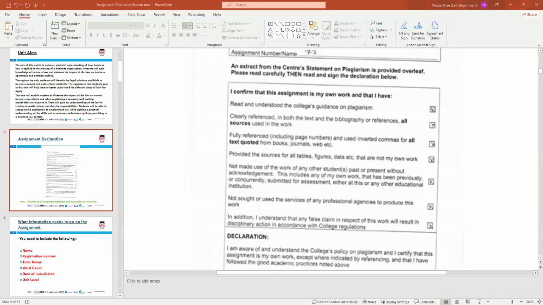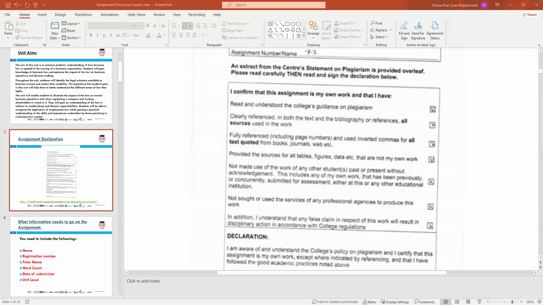Why is referencing so important? Why do you think references matter? It's important to showcase to the assessors that you have actually researched. To showcase that you've done some research and the work that you've submitted is your own. So, you need to fully reference, you need to have commas in place, you need to make sure you are not using anyone else's work as well. That's collusion. If you start using other people's work, you are cheating.